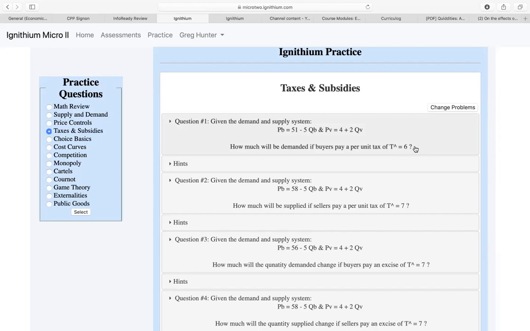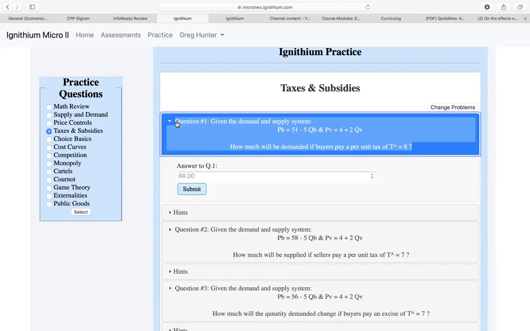Well, what I did, it says how much will be demanded if a buyer pays a unit tax of 6. So I just plugged in 6 into PV, and I solved for QV. I don't know if that's right. Yeah, and what about you, Scott? How did you? I shifted the entire demand curve down, and I got a new function by having PB equals 51 minus the tax. Okay.